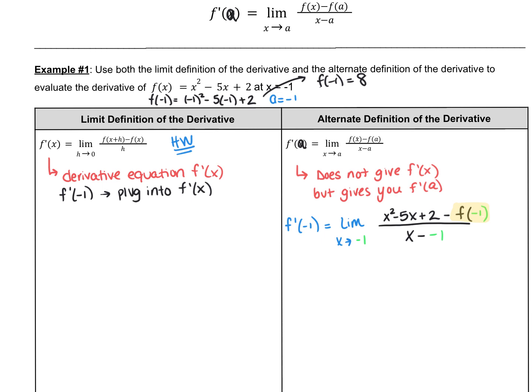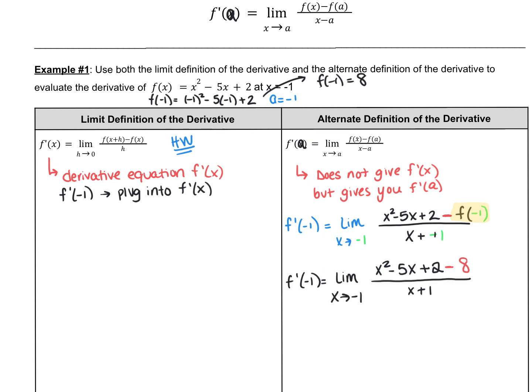So everywhere I see f of -1 now, I'm going to put 8. So we have x squared minus 5x plus 2. And then I'm going to put minus, right, because there's a minus here. And then we're going to put 8. And then we're going to divide that by x minus -1. That's a double negative, so we can make that x plus 1. And again, we always have to bring down everything just like we did yesterday.